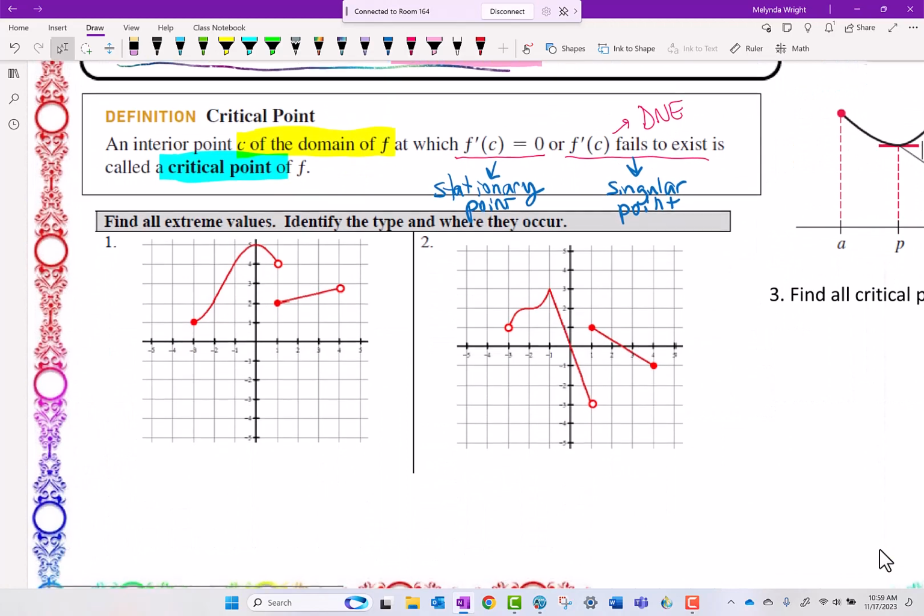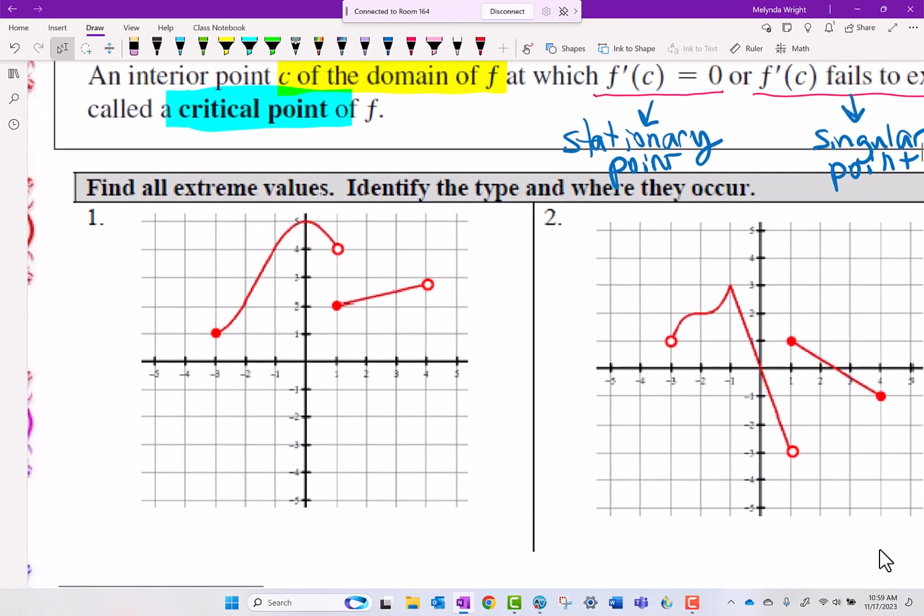This first example is asking us to find all extreme values. Now, they're not specifying, so that means absolute. If they don't specify, they're talking absolute. Just something you're going to have to memorize, unfortunately. So we want to identify where they are and what they are.